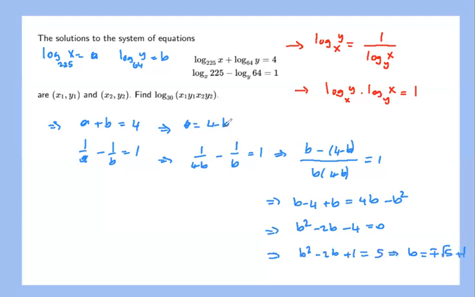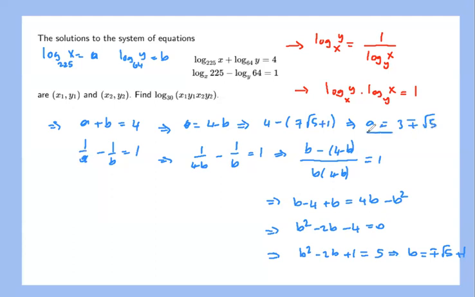If I plug into this equation, I can get the a values as well. So if b is plus or minus root 5 plus 1, you should get 4 minus plus or minus root 5 plus 1. From there, I will get a. If this is root 5, you will get minus root 5. So 4 minus 1 will be 3. So a is 3 plus root 5 or minus root 5.